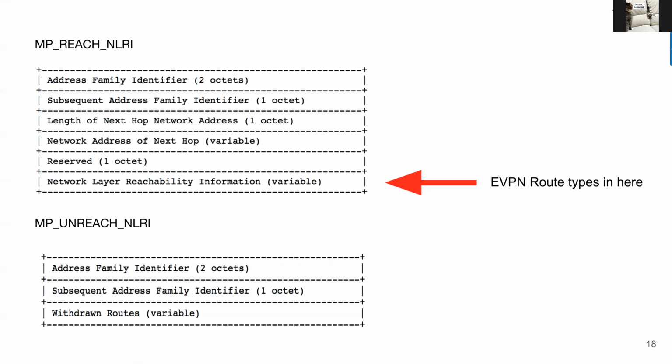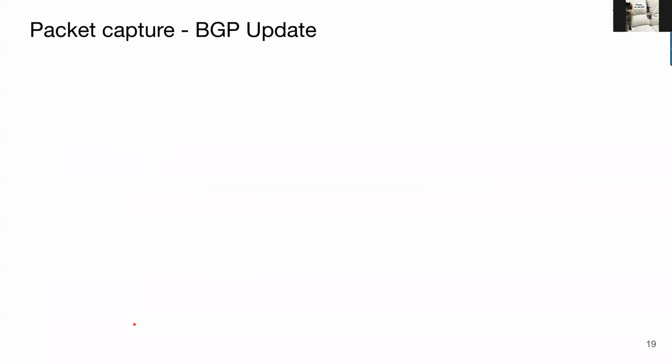So when we take packet captures, this is where we're going to look. And then with the unreach, we're going to have the withdrawn routes. And these withdrawn routes will be withdrawing type 2 routes, type 3 routes, type 5 routes, which we'll get to soon.